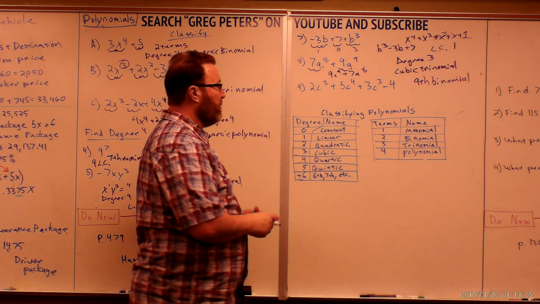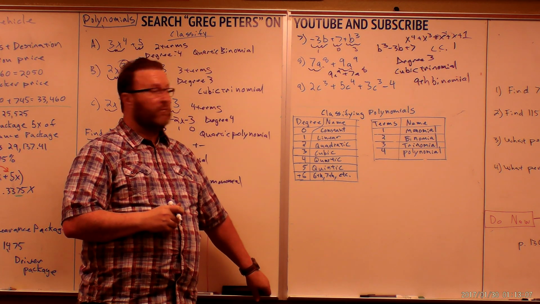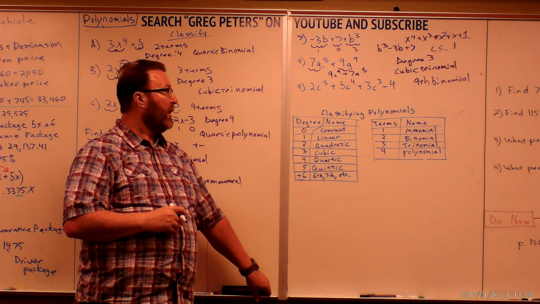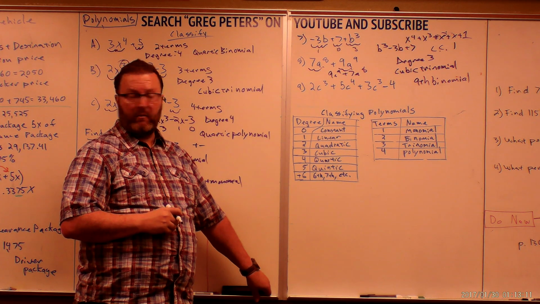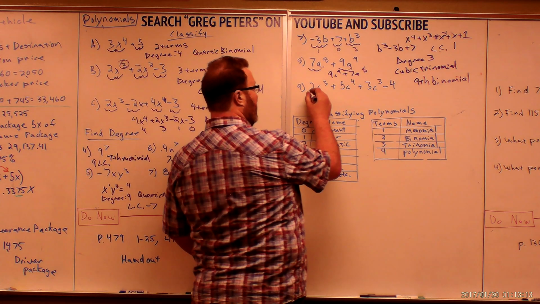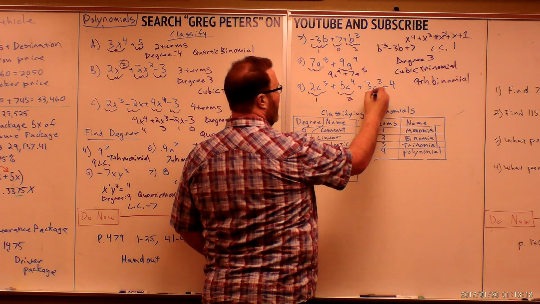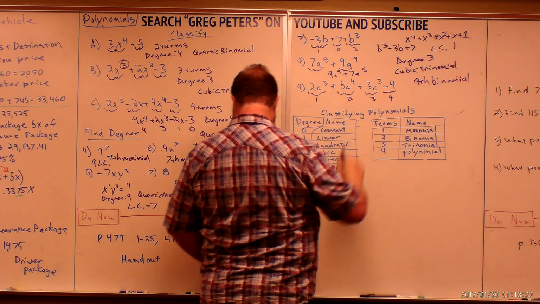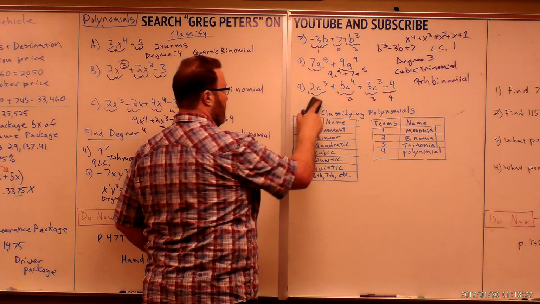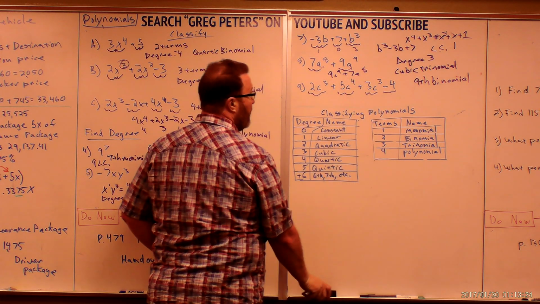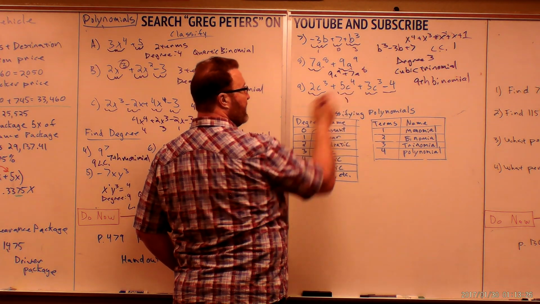Okay, who wants to do this one? There's 4 terms. Yes, there's 4 terms. Is it in standard form? It's not. So let's go ahead and count them. That's one term, 2 terms, 3 terms, 4 terms. Now let's put them in order. 5C^4. Yep, that's the highest.